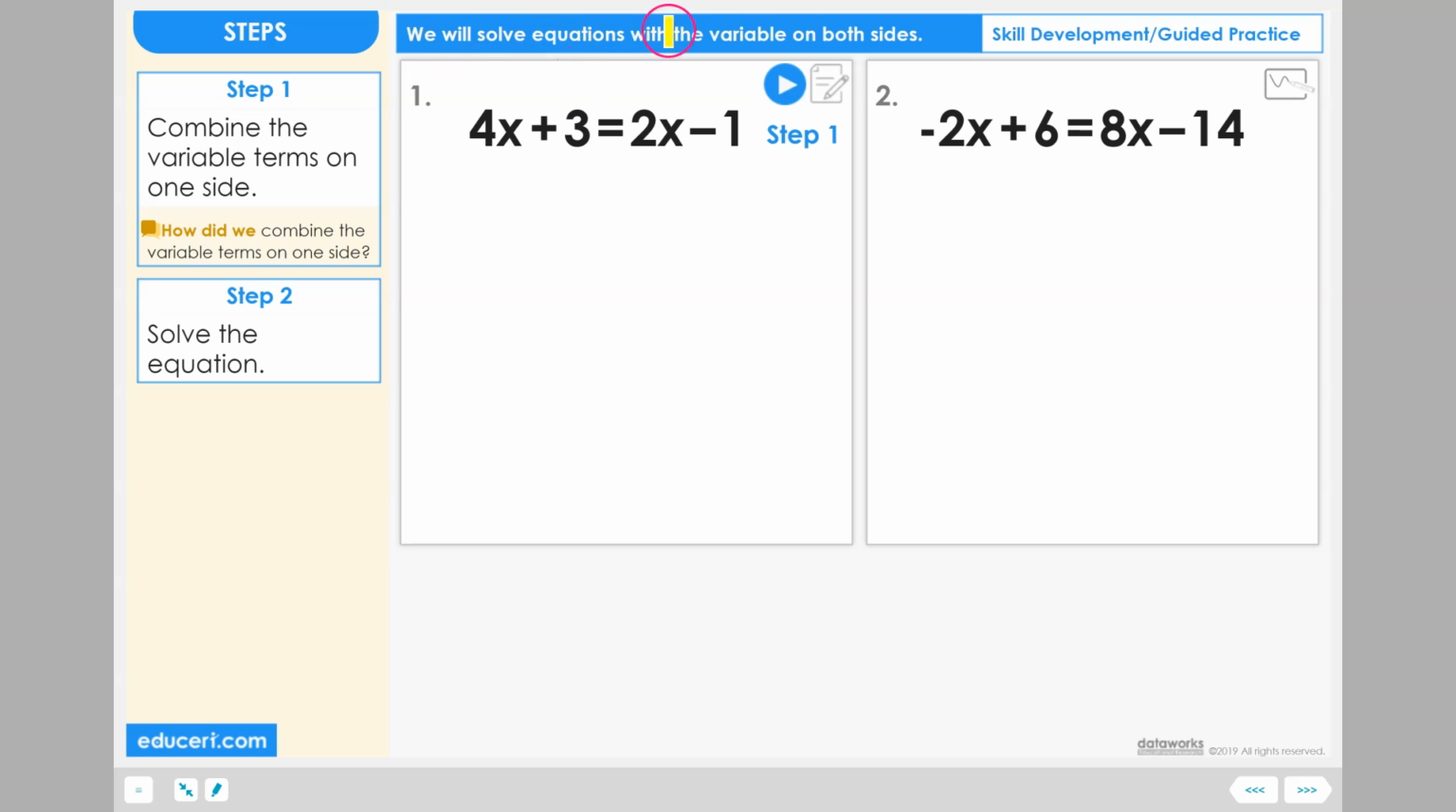Let's solve equations with the variable on both sides. Equation number 1: 4x plus 3 equals 2x minus 1. Step 1. Combine the variable terms on one side.